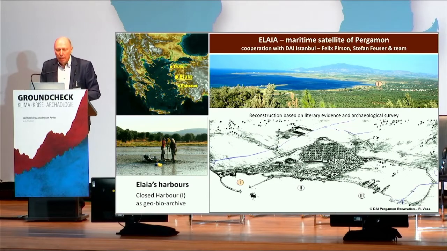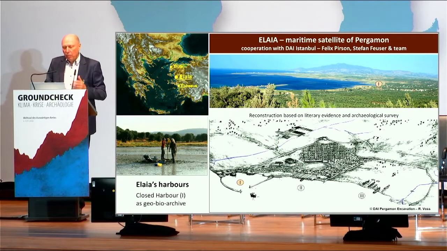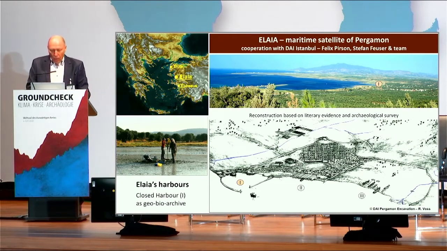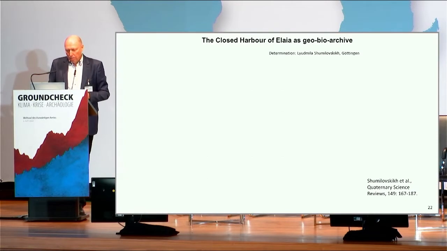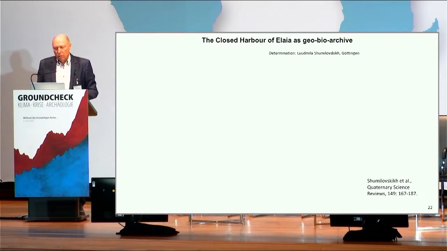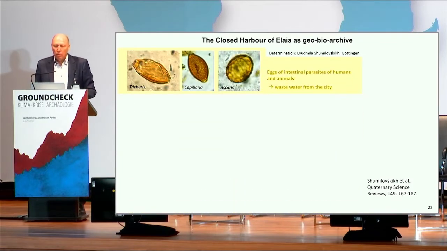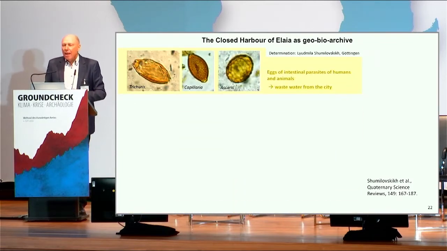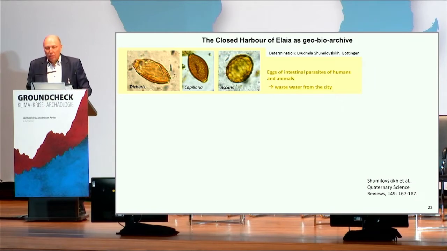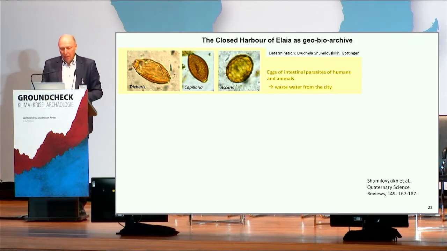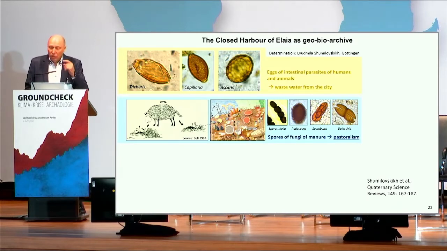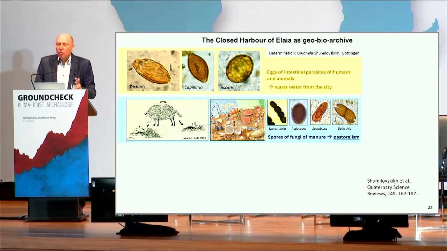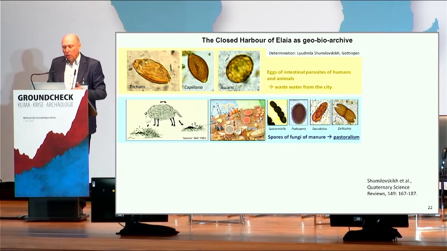a cooperation with Felix Pirson from the DAI Istanbul. And it is the closed harbor I'm now addressing. It is this number 1, which you see here. What do we find in the closed harbor? Well, it was a nice cooperation with Ludmila Schlomikowski from Göttingen. We find eggs of intestinal parasites of humans and of animals. We find spores of fungi that grow on manure. So this is an indication of pastoralism, goats and sheep.